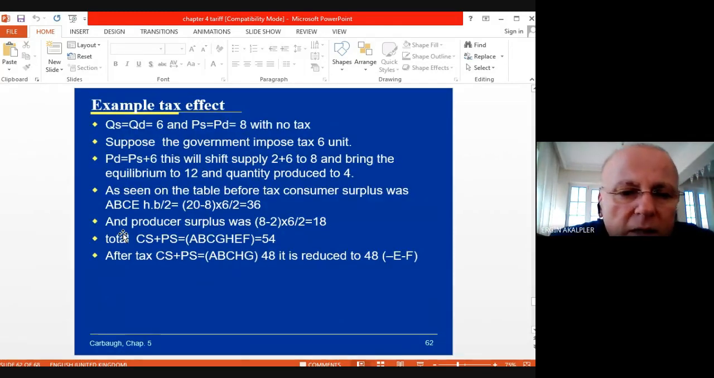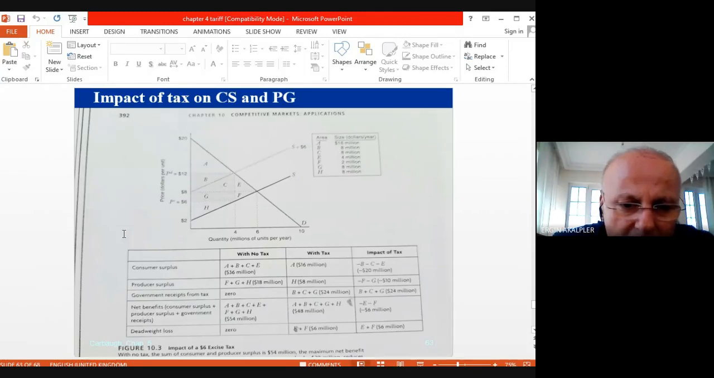Therefore, this will bring the equilibrium to 12 and the quantity produced to 4, as you are observing here. 4 and 2 and 12, and from 6 to 8, it goes to 4 to 12, the new equilibrium.